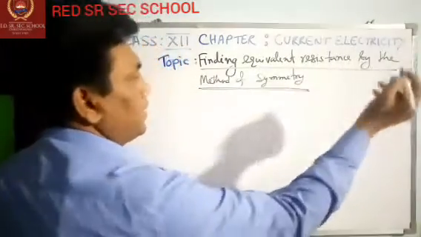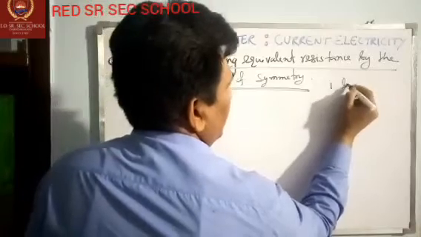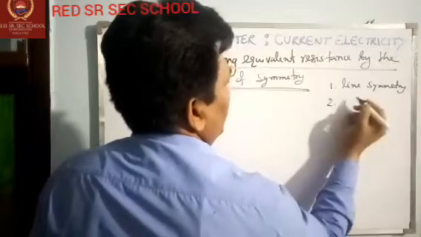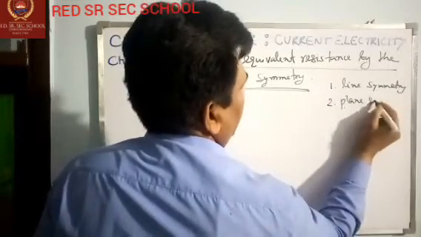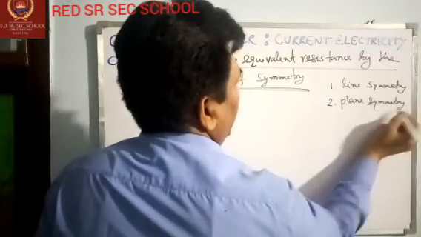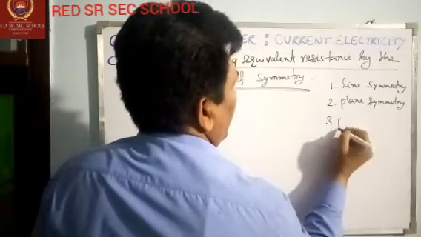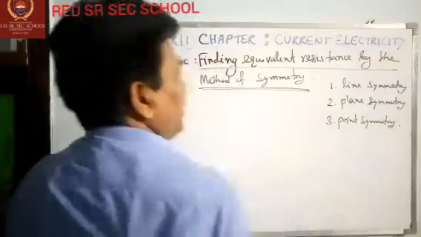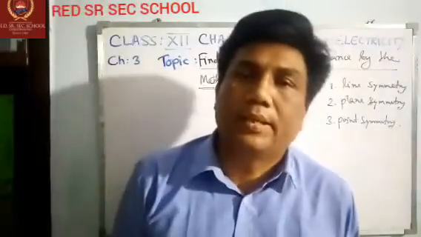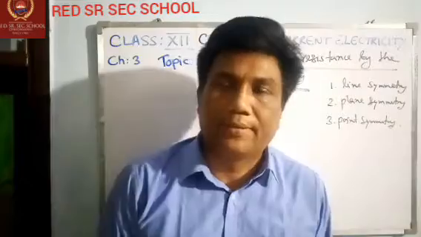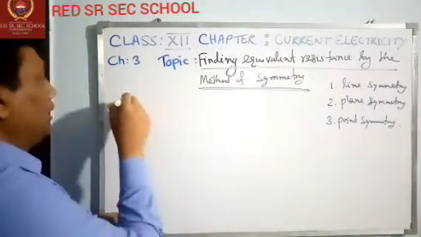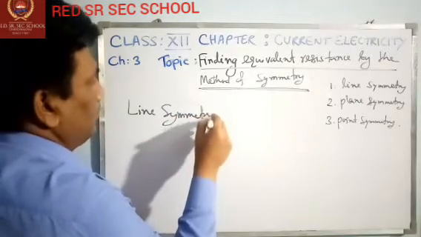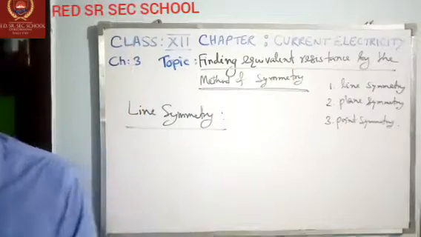Method of symmetry. First we will discuss line symmetry. Second, we will discuss plane symmetry, and lastly we will discuss point symmetry. Okay, first, what is line symmetry? Let us see. Line symmetry, we will understand it with the help of some examples only.